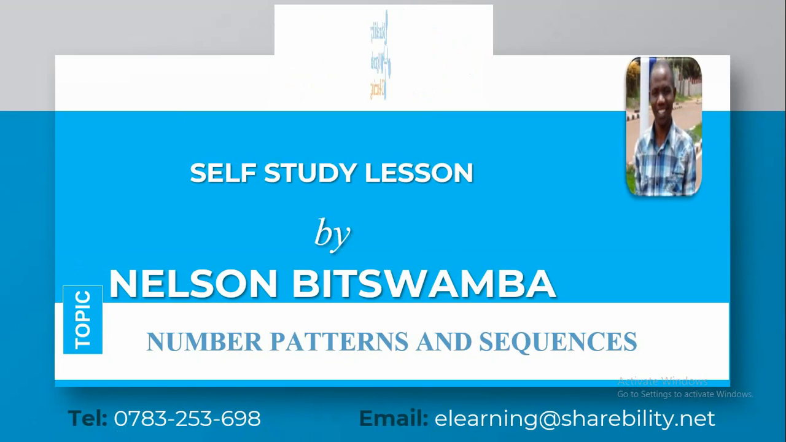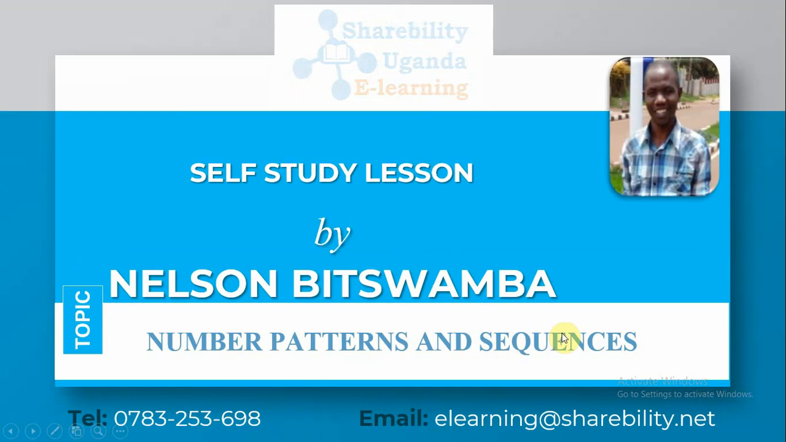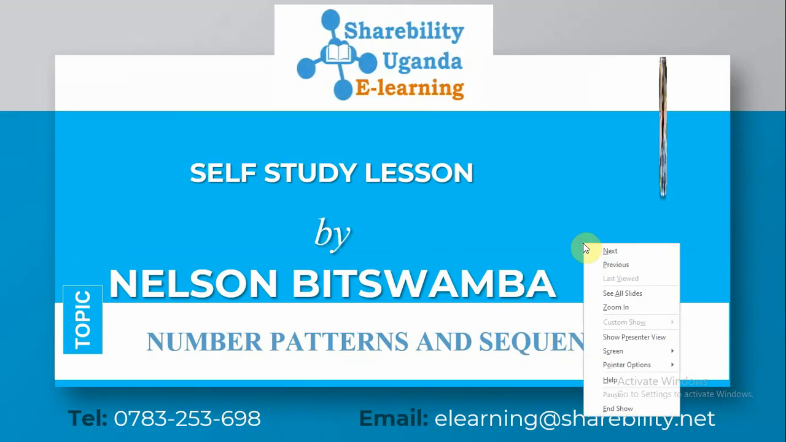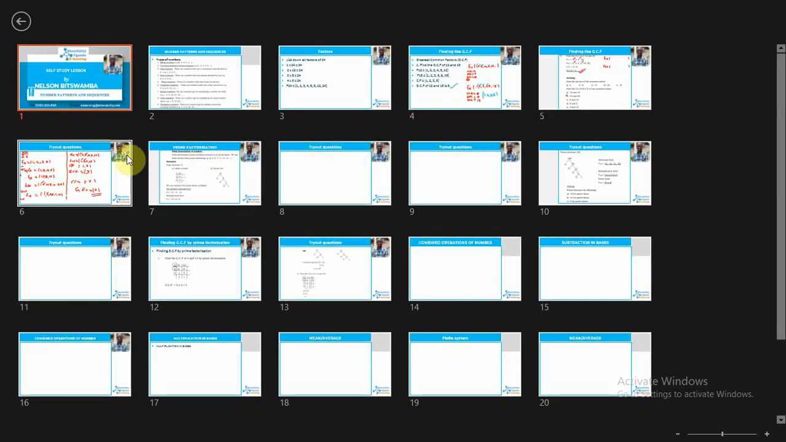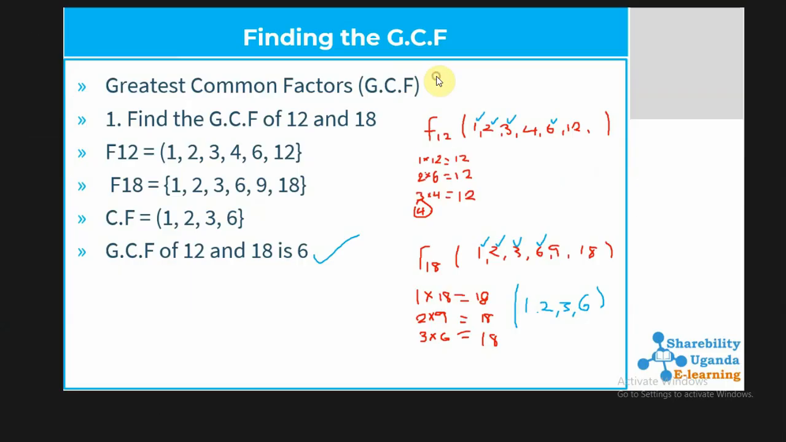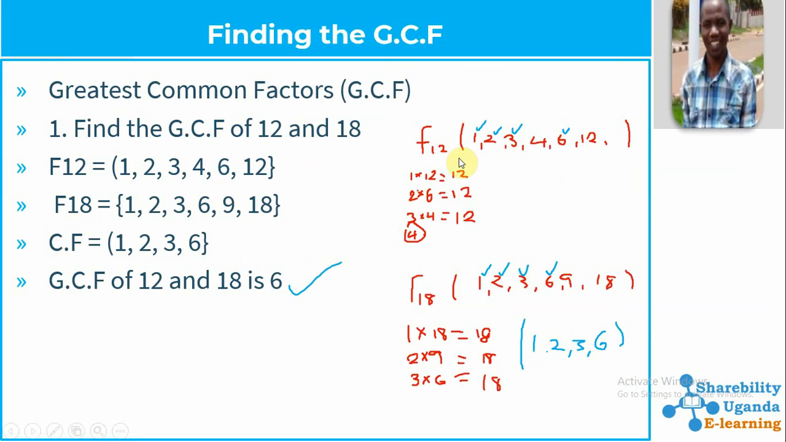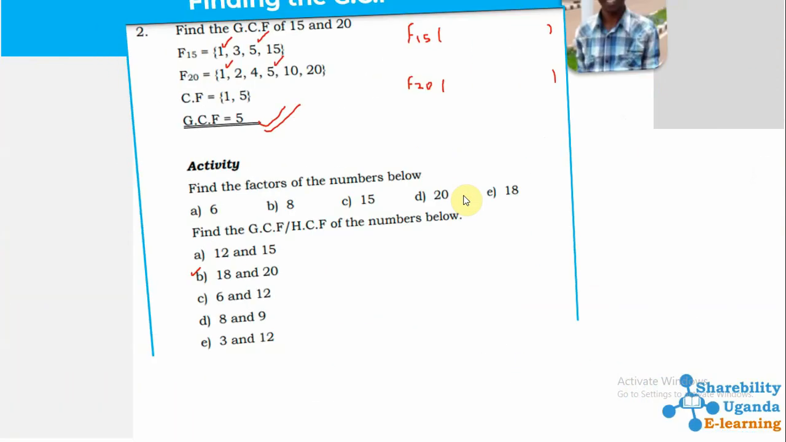We are going to make a continuation of our topic, which was number sequences. In number sequences we are able to look at very many concepts. One was looking at the greatest common factors. We found how we can get that by looking out for the numbers that can be multiplied to get the number which is given.